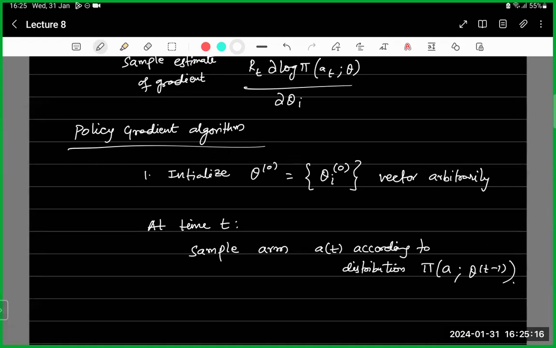Fine. So this might not be the best theta, but we are starting with some theta. We will improve the theta. Okay.